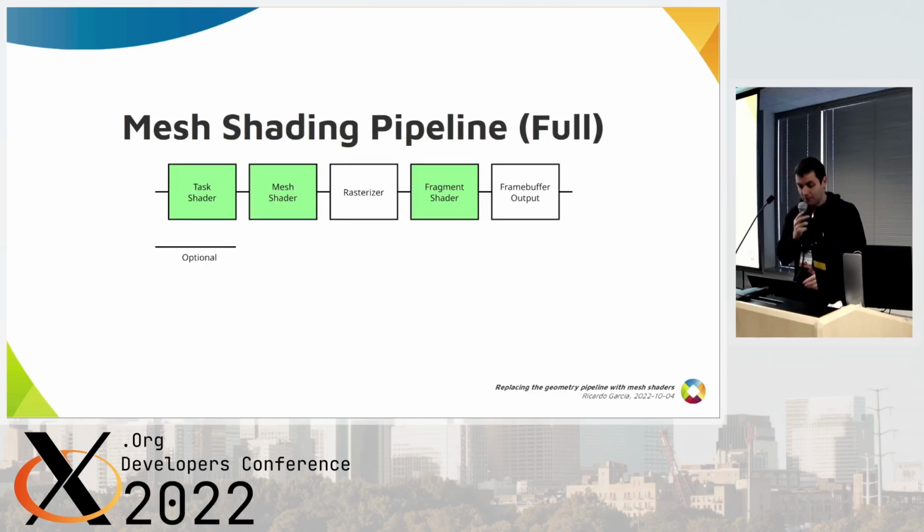And in reality, the mesh shading extension actually introduces two new stages. There's an optional task shader that runs before the mesh shader, but we are going to forget about it for now to simplify things.